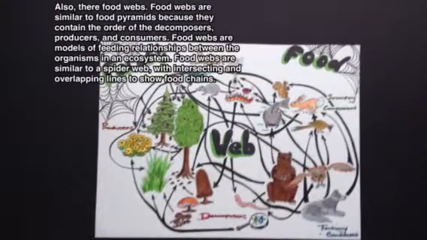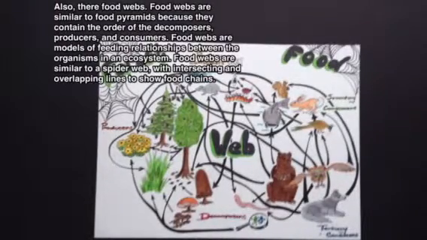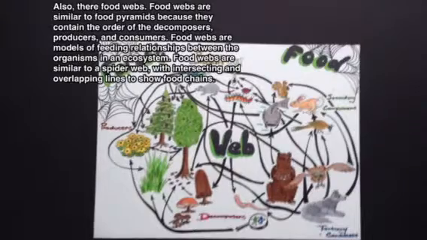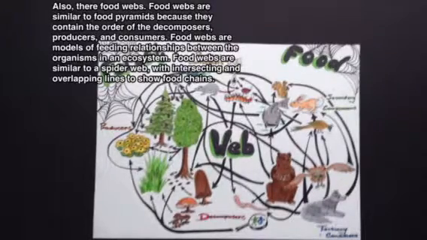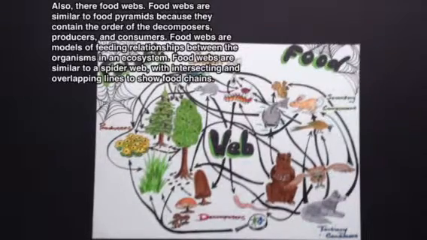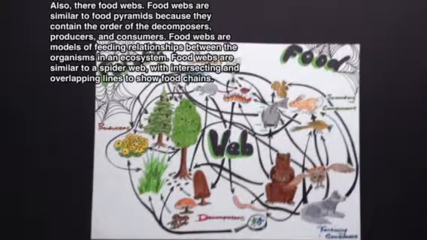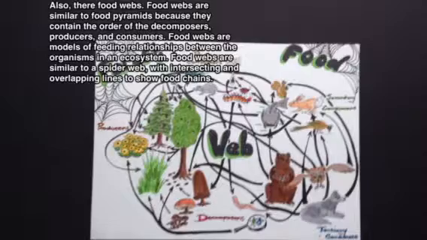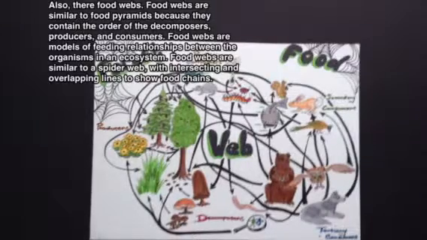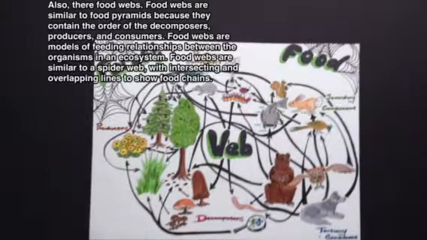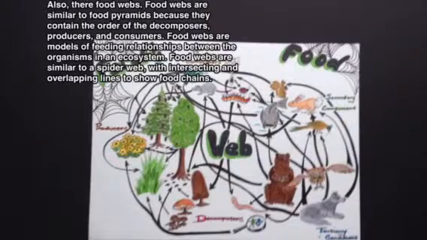Also, there are food webs. Food webs are similar to a food pyramid because they contain the orders of the decomposers, producers, and consumers. Food webs are models of feeding relationships between organisms in an ecosystem. Food webs are similar to a spider web with intersecting and overlapping lines to show food chains.